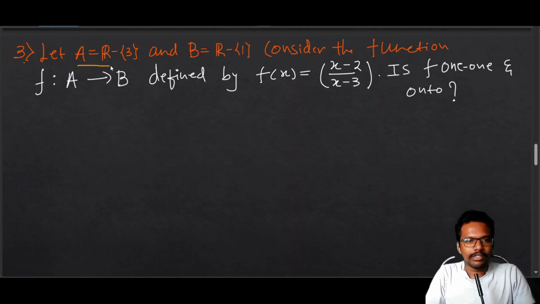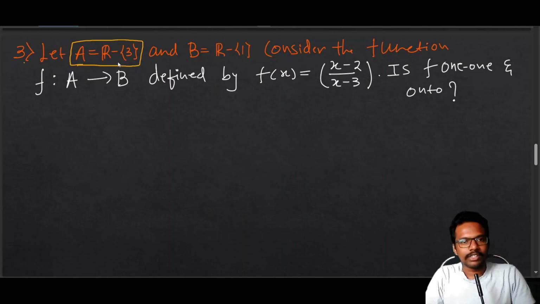A is equal to real numbers minus {3}. So they have created a set A. In that set A there are real numbers, every real number is there, but except 3 they have removed. So why have they removed it? In the next part we can see why they have removed it.